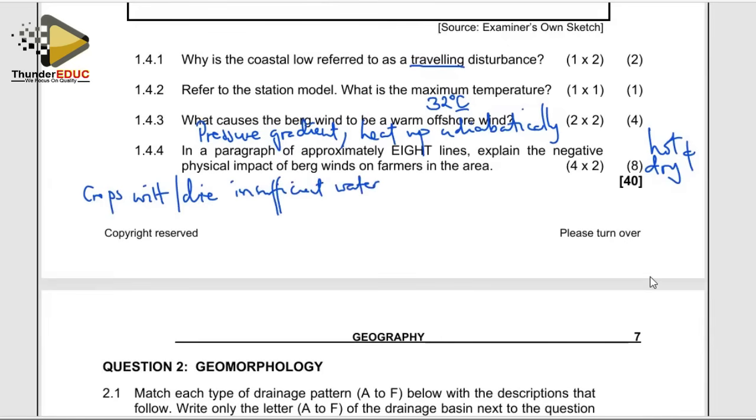Remember, if there's hot, dry air, it facilitates high rates of evaporation, meaning ground moisture is lost, and that is going to cause crops to have moisture stress or moisture deficiency, and that is going to affect the crops. Or we can look at how they bring with them drought conditions. The back winds result in drought conditions, and as a result, there is likely to be crop failure.